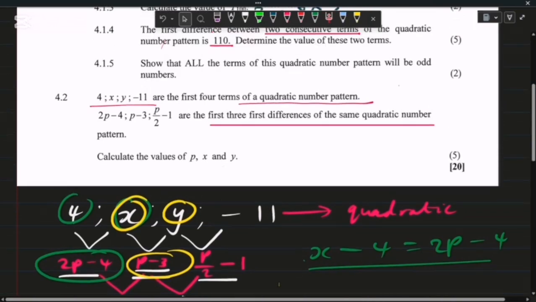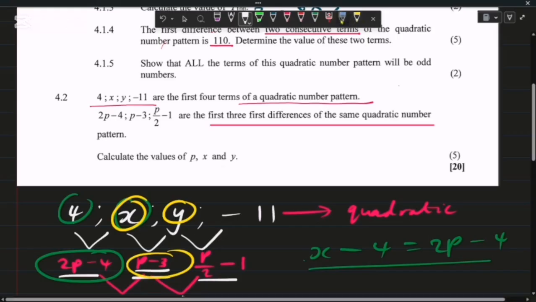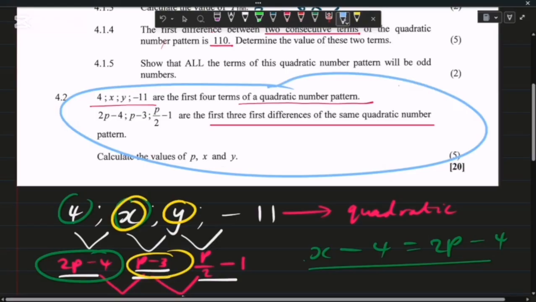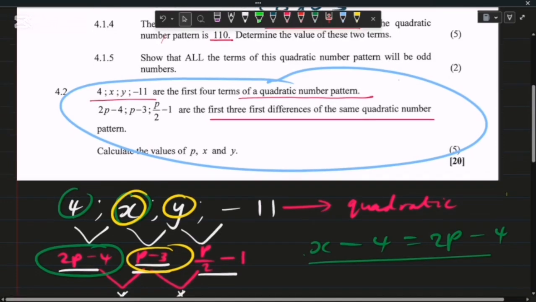There's nothing fancy about this question, for example. There's nothing out of the ordinary that we used. We just used the knowledge of quadratic patterns, that quadratic patterns have constant second differences. We applied that and we were able to determine the values of p, x, and y. Hopefully that was helpful.